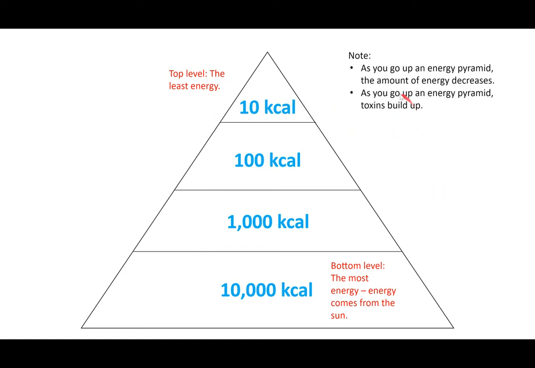So as you go up the energy pyramid, the amount of energy decreases, right? Because only 10% is passed on. So I went from 10,000 calories to 1,000 calories, 100 calories, and then 10 calories. However, the opposite is true with toxins.